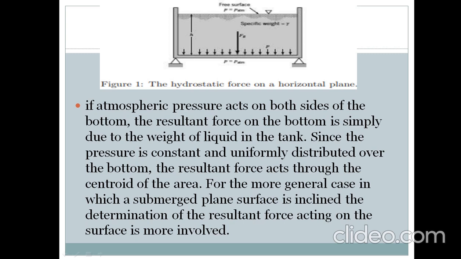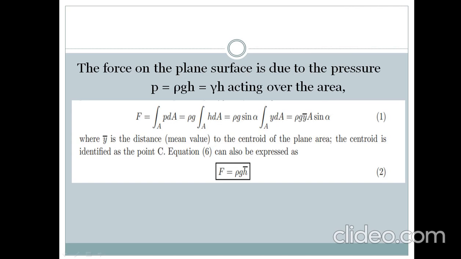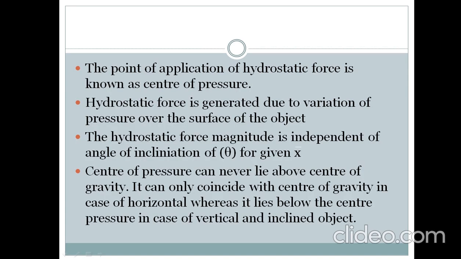For the more general case in which the submerged plane surface is inclined, the determination of the resultant force acting on the surface is more involved. The force on the plane surface is due to pressure, where pressure is rho g h. So hydrostatic force is equal to rho g h bar times A, where h bar is the vertical distance of the center of gravity from the free surface. The point of application of the hydrostatic force is known as the center of pressure. Hydrostatic force is generated due to variation of pressure over the surface of the object. The hydrostatic force's magnitude is independent of the angle of inclination theta for a given x bar.